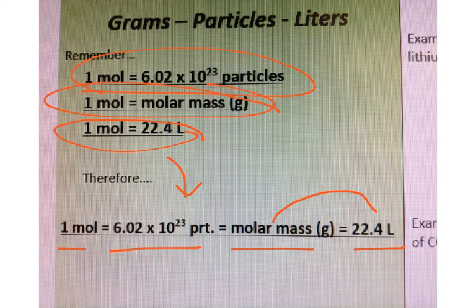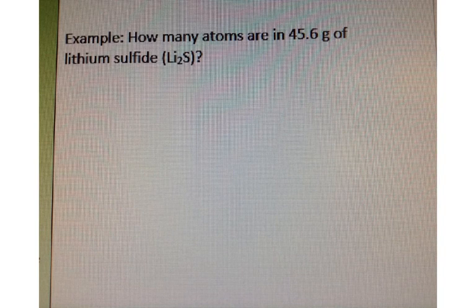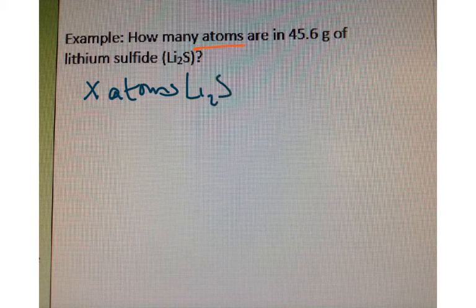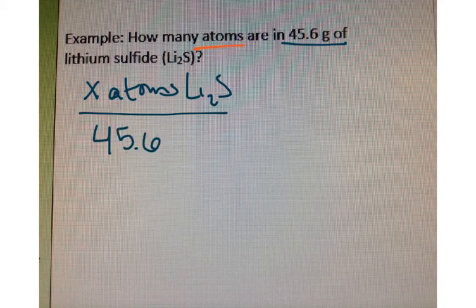Or if I have 22.4 liters of a gas at STP, then I know that I have 6.02 times 10 to the 23rd particles. So we're going to be doing a lot of different ratios with this. So how many atoms? I know I need to solve for atoms, so I'm going to write down X atoms. Okay, X atoms of Li2S, or lithium sulfide, are in 45.6 grams. So I'm going to put over 45.6 grams of Li2S.